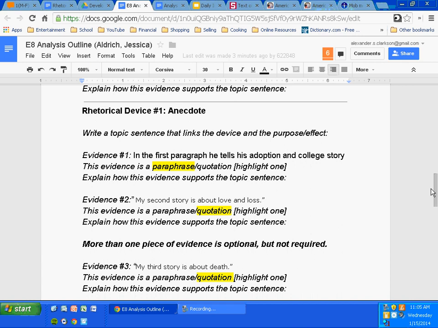I like this. In the first paragraph, he tells his adoption and college story. I would change these other pieces of evidence to paraphrases also. I think that's better because you're summarizing the entire paragraph, right? So switch those to paraphrases and you're good, Jessica.